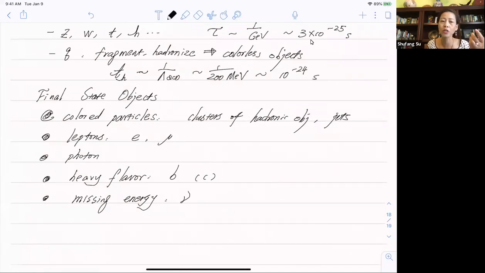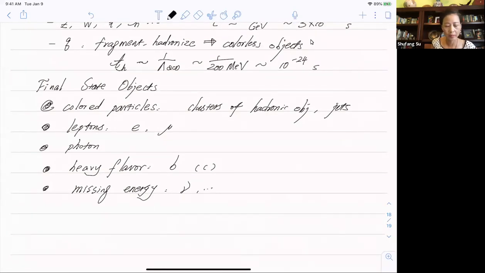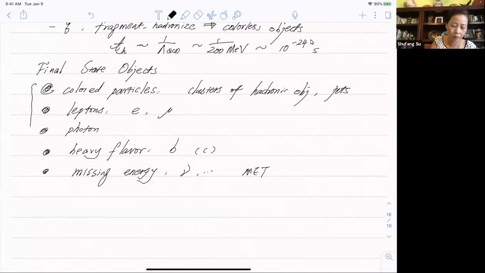Actually, those guys are usually not observed alone. They are produced together with other visible particles, and then we have energy-momentum conservation. So if you see a bunch of things coming out at one end and nothing coming out at the other end, by energy-momentum conservation we know something is coming out, only that we don't see it. So those are classified as missing energy, neutrinos or some other invisible particles. And we call it missing ET. Okay, so those are basically the typical final state objects that we're going to observe at colliders.